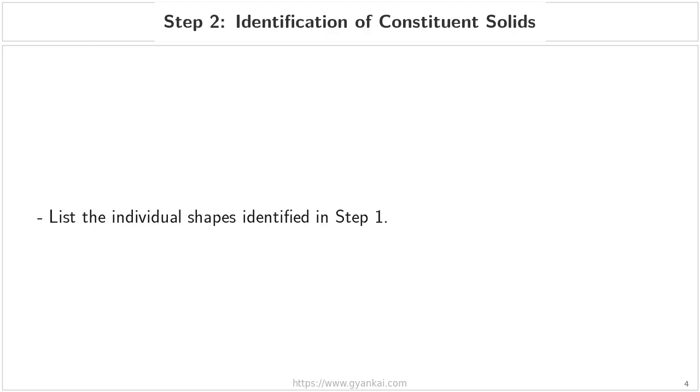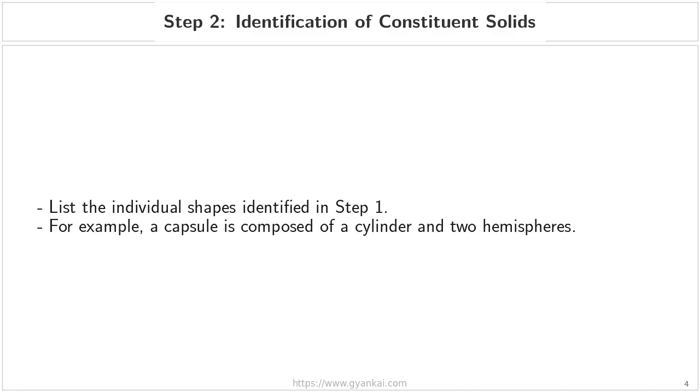Step 2. Identification of constituent solids. Now that you have performed your visual analysis in the previous step, it is time to move to Step 2, which is the identification of constituent solids. In this stage, you need to clearly list out each individual shape you identified during your analysis. To make this concrete, let's look at the example of a capsule.